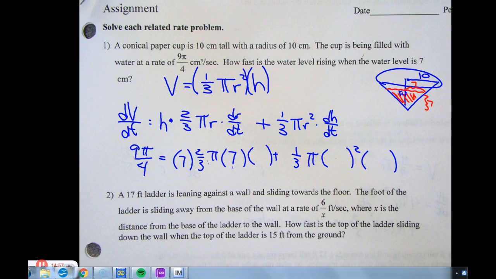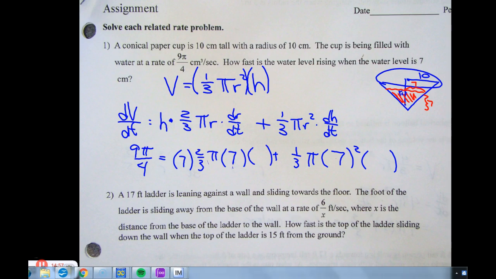What's dr/dt? I don't know. What's r? 7. What's dh/dt? I don't know. Well, what's both of those? Wouldn't they be the same because they're changing? So in this problem they would, but we'll get into situations where they won't. Like if the radius is 10, the height is 30, it throws things off.